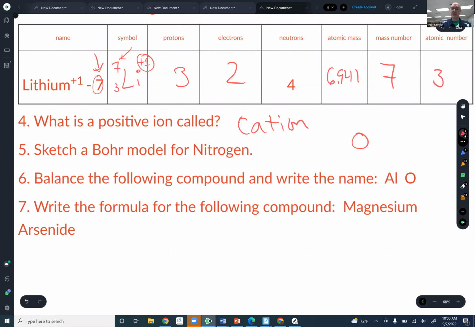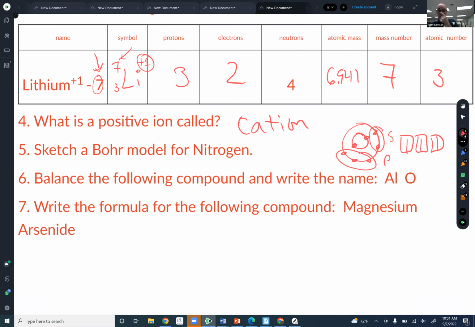Sketch a Bohr model for nitrogen. So nitrogen has 1, 2 rings. It has 7 total. It has 2 on the first. It has 1, 2, 3, 4, 5 on the second. If you wanted to, these could be grouped as the S's, and those would be the P's. If we were to draw these with orbital diagrams, just make sure that you know that the nitrogen would have 1 in each one of the boxes of the P sublevel according to Hund's rule.